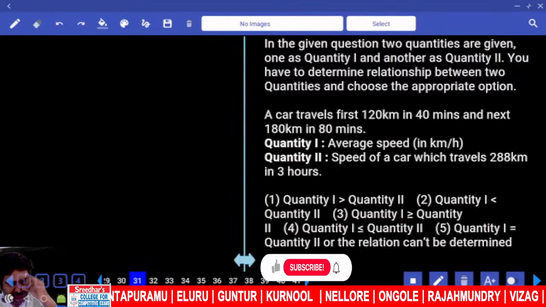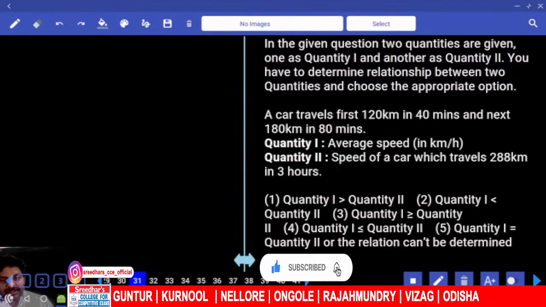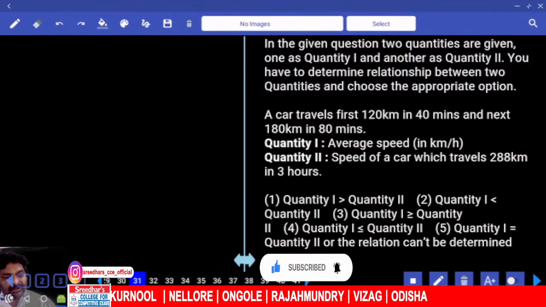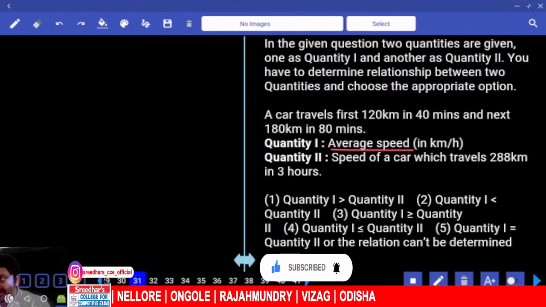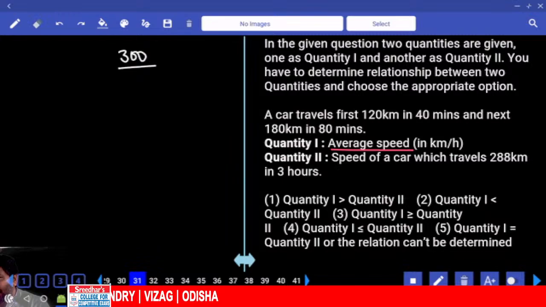A car travels first 120 kilometers in 40 minutes. Next 180 kilometers in 80 minutes. Q1, average speed: total distance by total time. Total distance 300. Total time 40, 80, 120 minutes, 2 hours, 150 kilometers per hour.